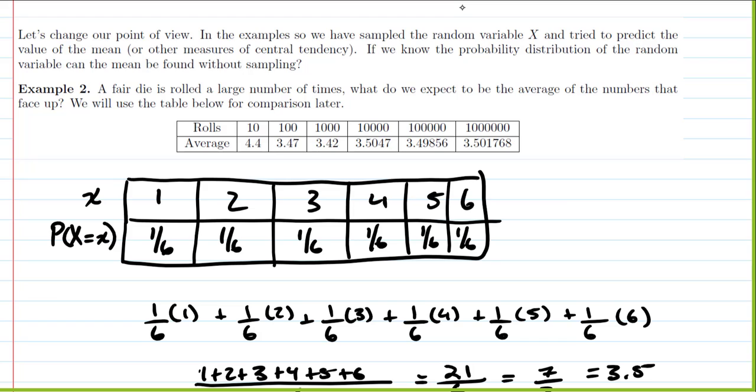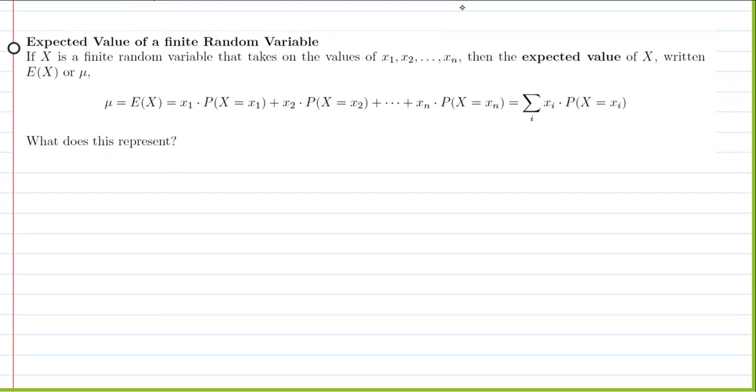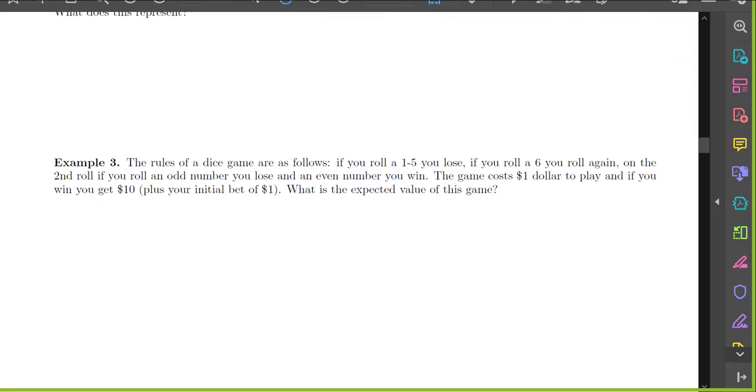3.5, which really isn't even a number on the die, right? You can't roll a 3.5. But this just tells us that the average of all of those over a long time would converge to 3.5. So it turns out this idea of an expected value has many applications, as we'll see shortly. What it really represents is the average, or what's going to happen in the long term, when we repeat an experiment a whole bunch of times.